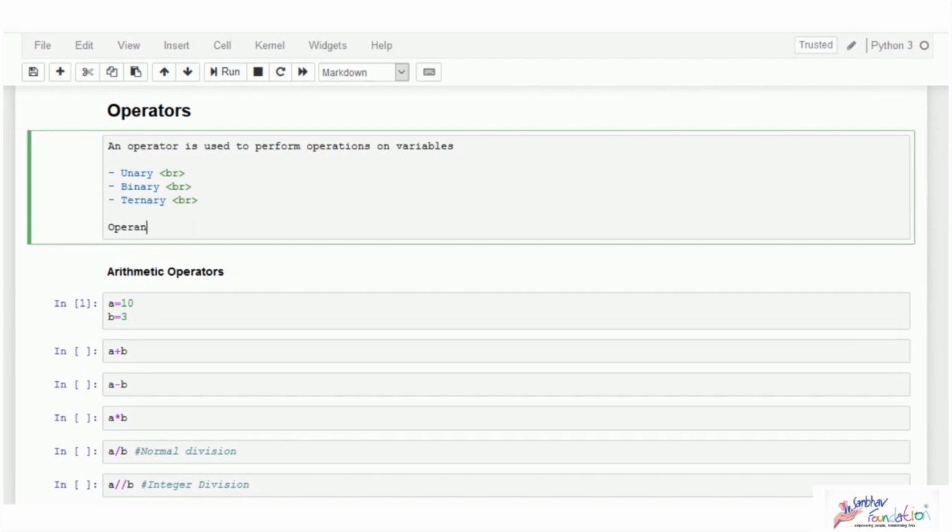It is operand. They are the variables on which any operation is performed.